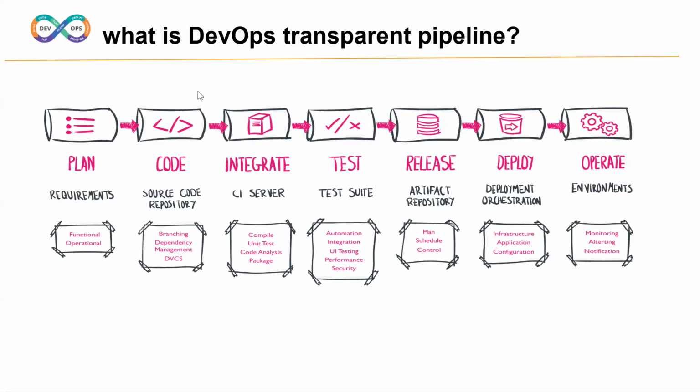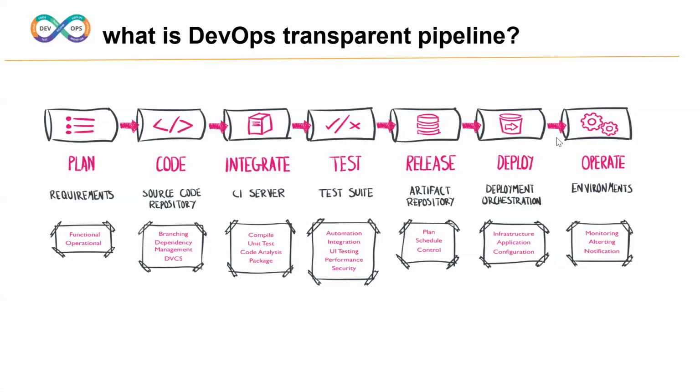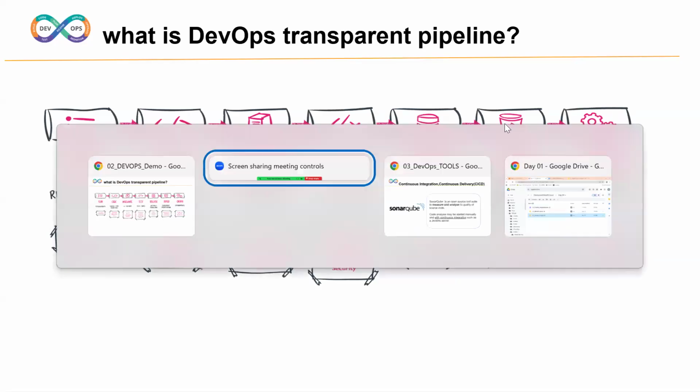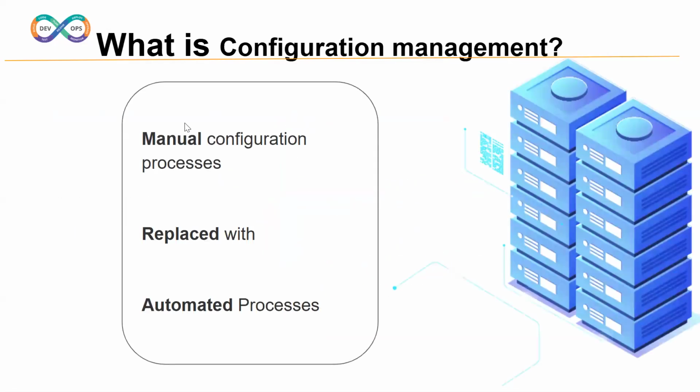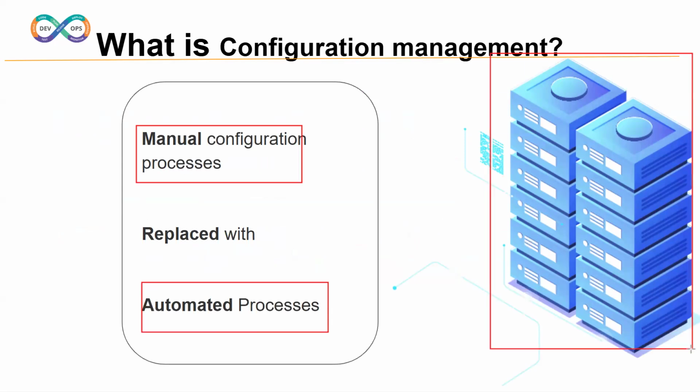Okay, so the next tool. Once that is done, we're going to be deploying our applications on hundreds of servers. How exactly can we do that? With the help of configuration management. What is configuration management? Replacing a manual configuration process with an automated process on hundreds of servers. We call that configuration management.